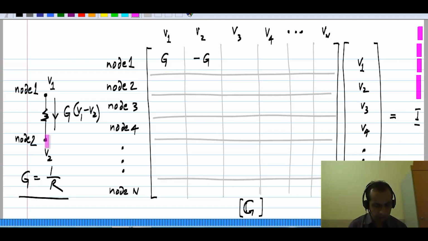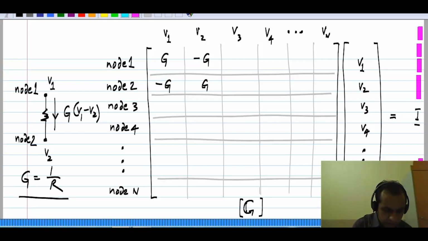And the current flowing away from node 2 is G times V2 minus V1. Remember, in each node, we group the currents which are flowing away from the node. So the current flowing away from node 2 is G times V2 minus V1, and we'll have G times V2 minus G times V1. Of course, in these columns and these rows, there will be other terms corresponding to other components connected to this node. But I am talking about now the contribution of only this particular resistor.